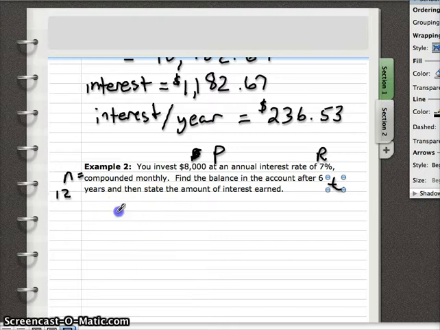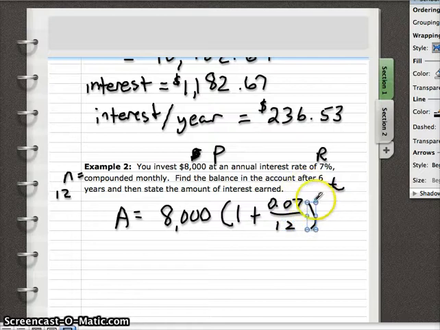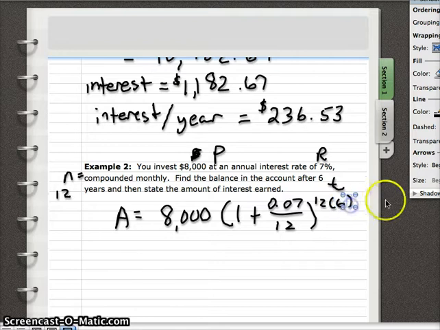So let's substitute into our equation our values. 8,000 instead of P. Instead of 7%, I want to use 0.07. And instead of N, I want to use 12. Monthly happens 12 times per year. And again, 12 up here. Now with T, and T was 6. So you can simplify this first and write a 72 up there if you want. And then do the math.